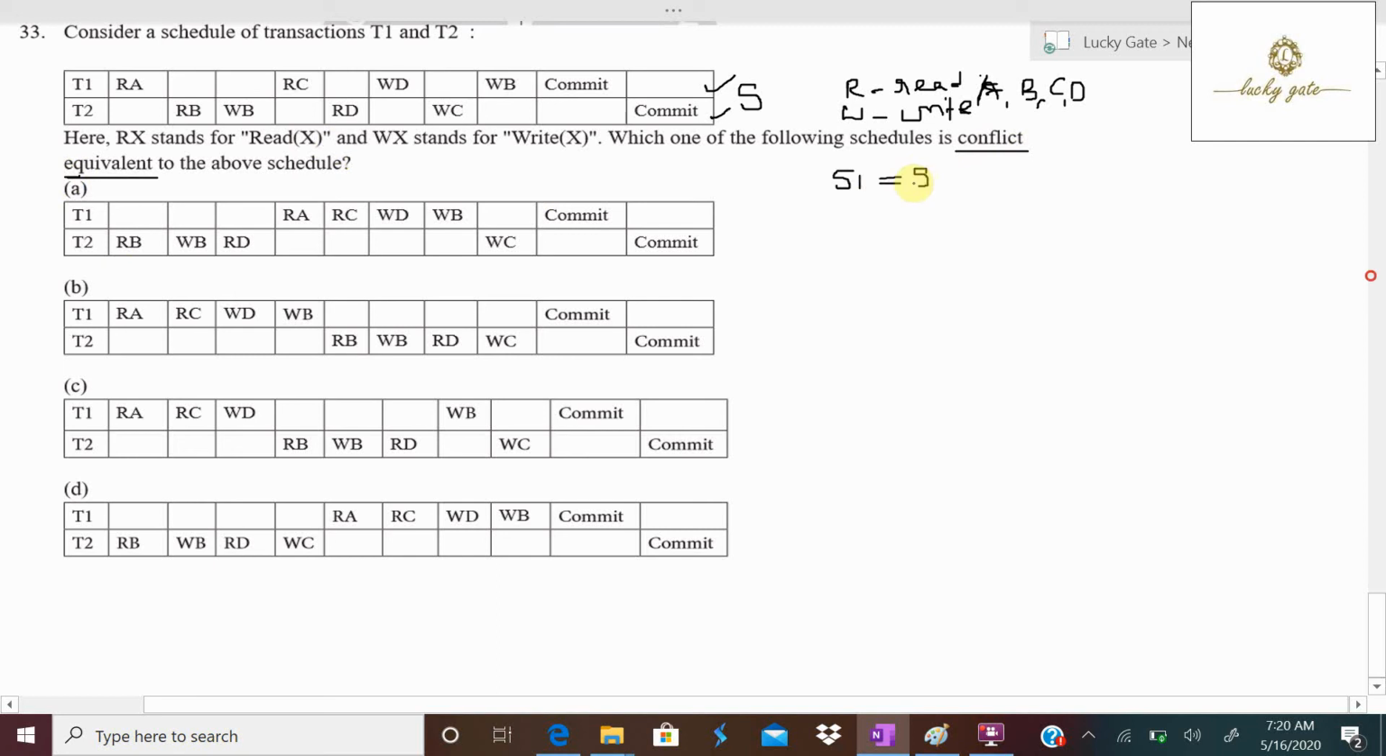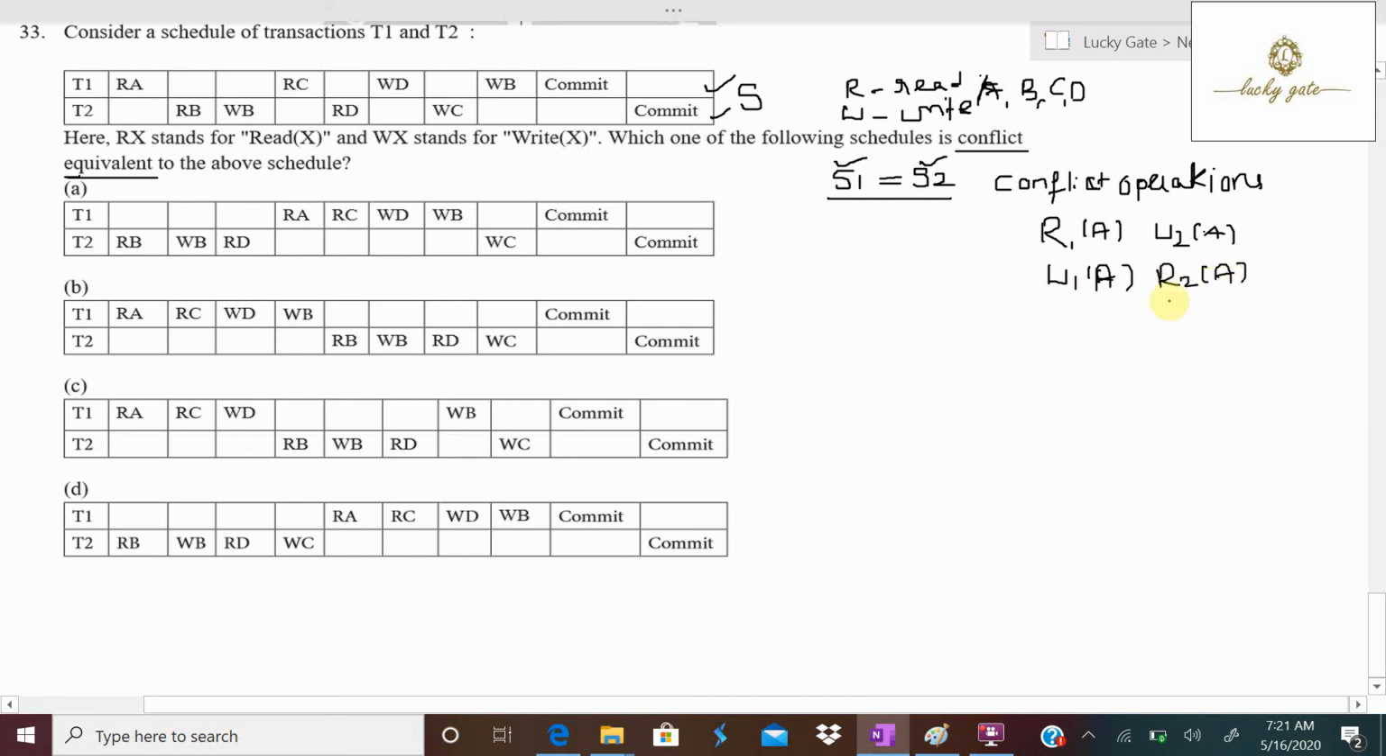Two schedules S1 and S2, if you want to say both are conflict equivalent, whatever conflicts are there in S1, the same conflicts should be there in S2. It means whatever conflict operations are there in S1, the same conflict operations should be there in S2. First, we'll understand what the conflict operations are. We have three conflict operations: read 1 A, write 2 A, we call it a read-write conflict; write 1 A, read 2 A, we call it a write-read conflict; and write 1 A and write 2 A, we call it a write-write conflict.